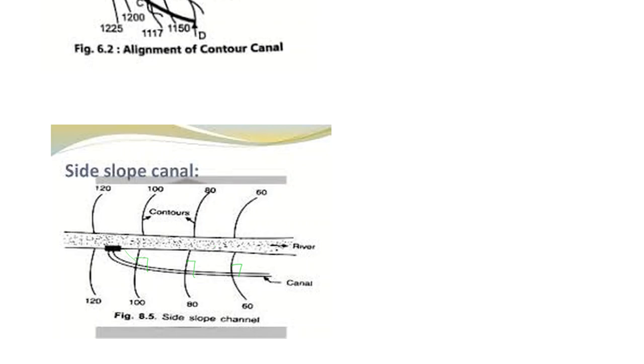The first consideration is that the alignment of the canal should be such as to ensure the most economical way of distributing the water to the land, and it should have as high a command as possible, and a minimum number of cross drainage works. I'll repeat it again. The alignment of the canal should be most economical, with as high a command as possible, and a minimum number of cross drainage works has to be provided.